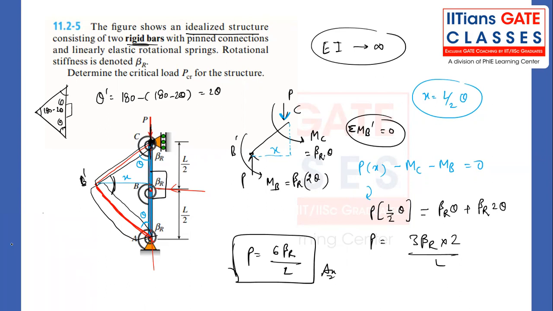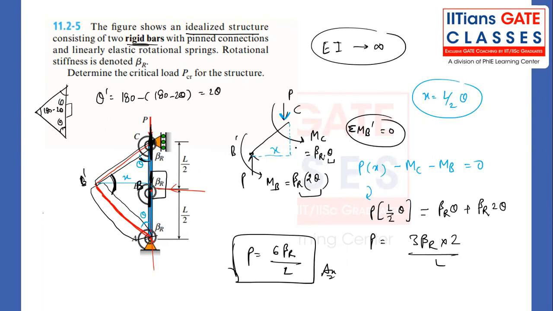Instead of doing this particular step, you can directly remember one thing. See, this particular point B is very clear. Why is the angle 2 theta? Initial angle is 180 degree between the two particular supports, this one and this one. The final angle is 180 minus 2 theta. That's why initial minus final gives 2 theta, right? But for this one, the initial angle is 0 degree and the final angle is theta. So ultimately the angle is theta only, 1 theta only. That is the only trick in these questions.